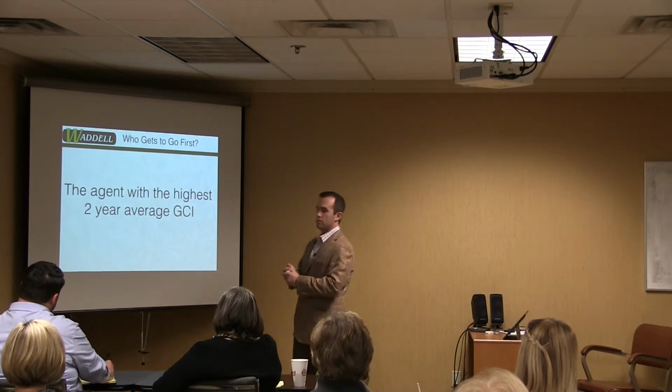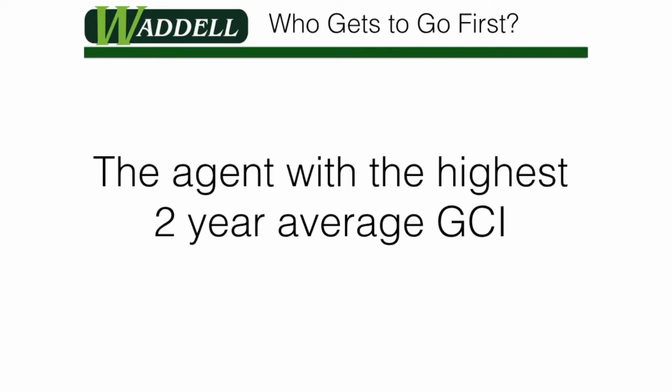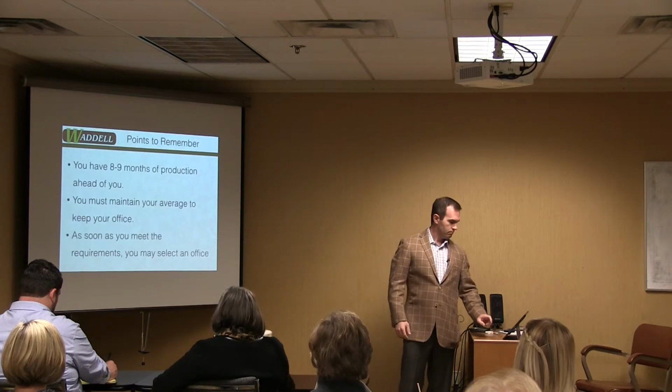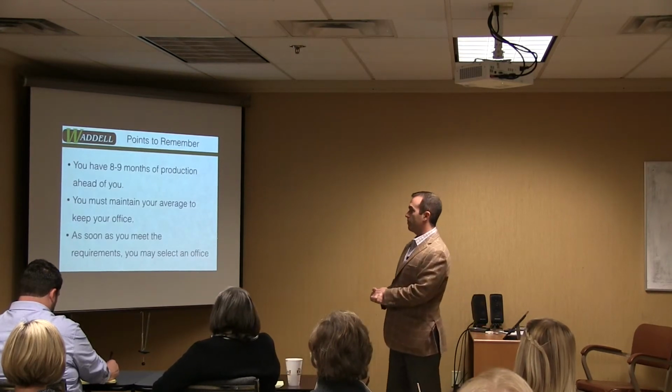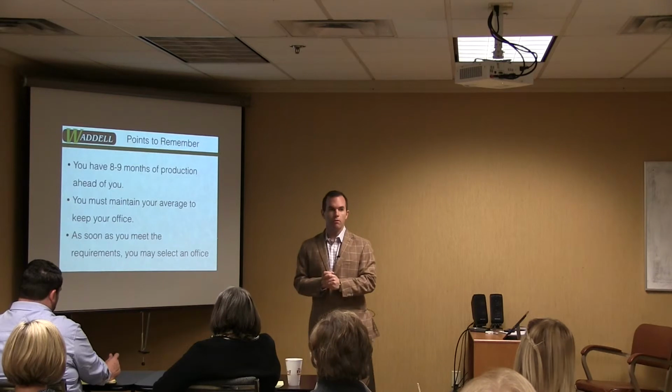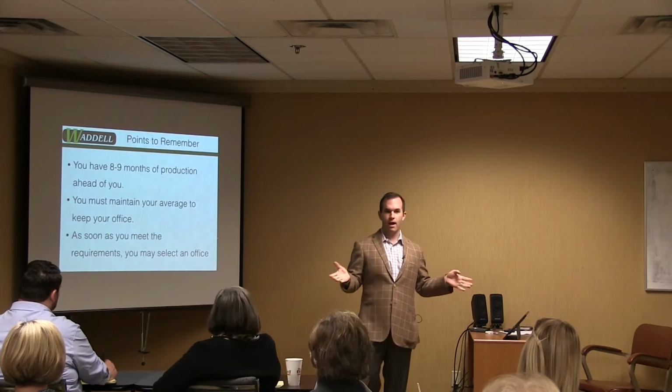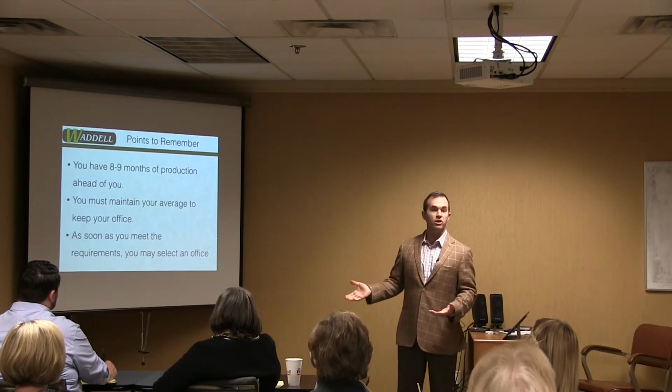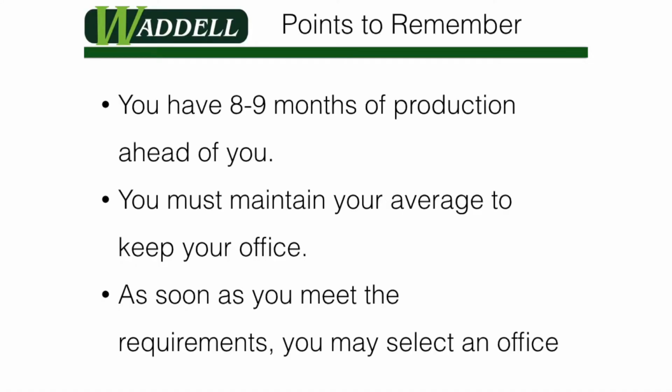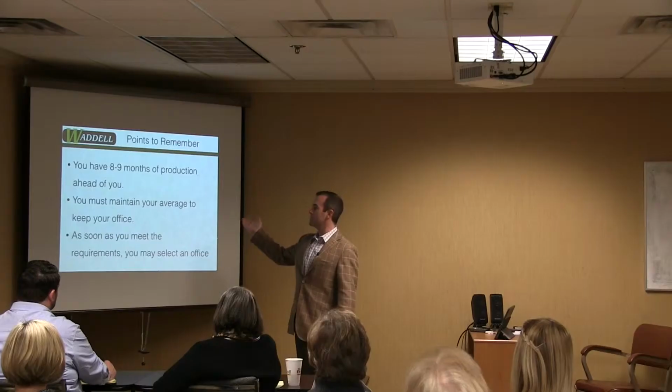Who gets to go first? Starting at the top, the agent with the highest GCI, and we'll continue in descending order. So, points to remember. We're not calculating any commissions today. You have 8 to 9 months of production left. And what are we hitting right now? The spring season. December, January, typically very slow. So you've got 8 to 9 months left.